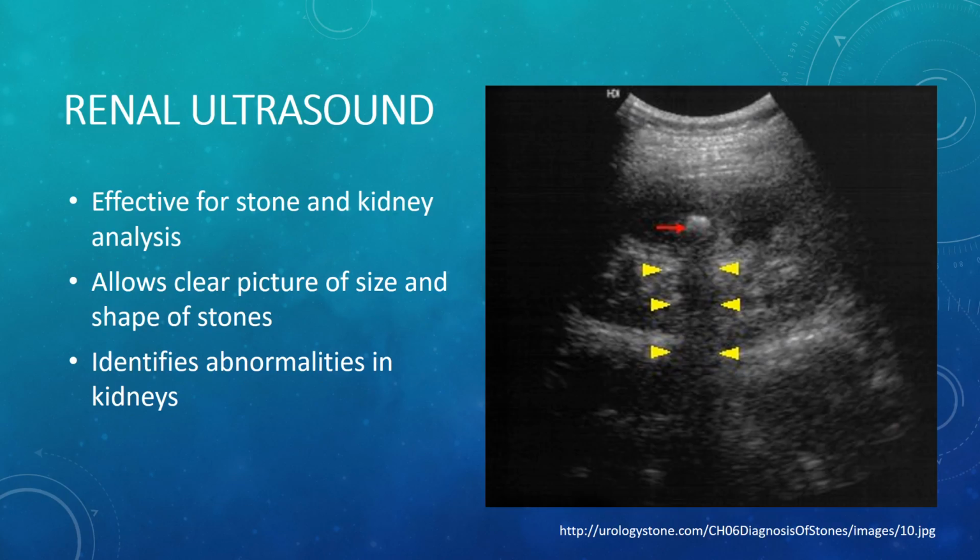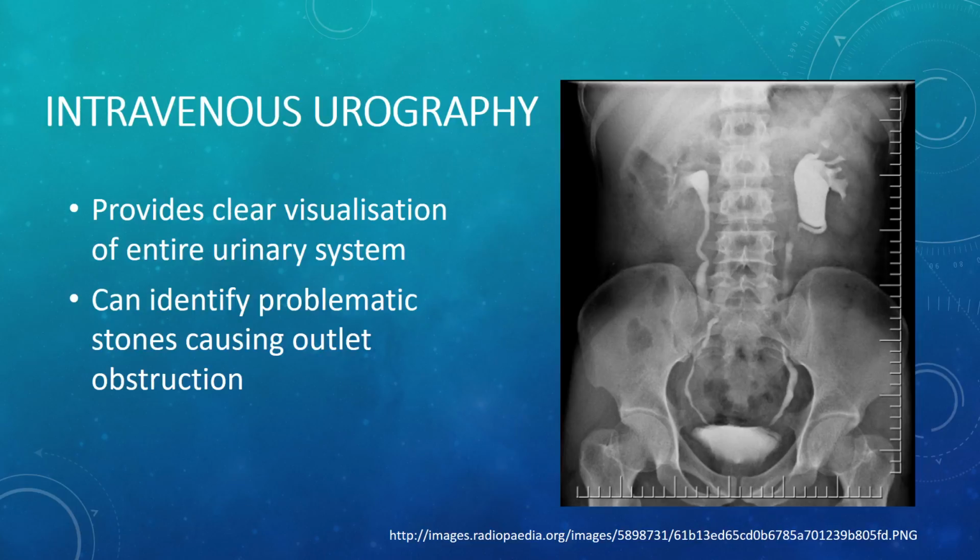Renal ultrasound is the most effective for stone and kidney analysis. It allows a clear picture of size and shape of stones and abnormalities in the kidneys. Intravenous urography provides a clear visualization of the entire urinary system and can be used to identify location of problematic stones, which may be causing an outlet obstruction amongst many pelvic calcifications. This investigation is performed by injecting IV contrast, which is excreted into the urine by glomerular filtration, and highlights the passage of urine from the kidneys when scanned.